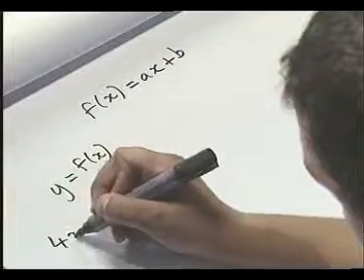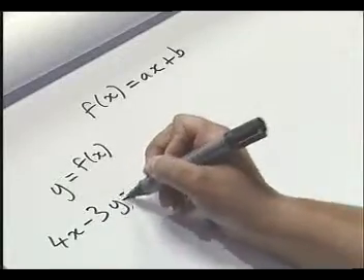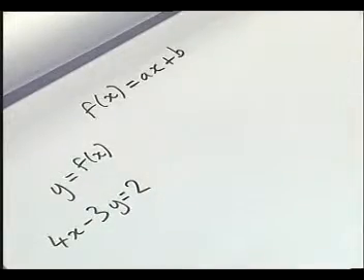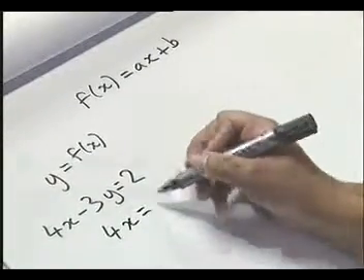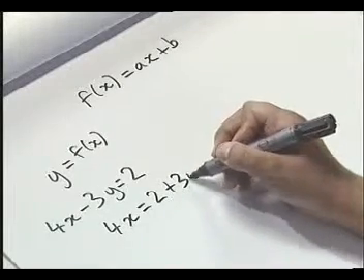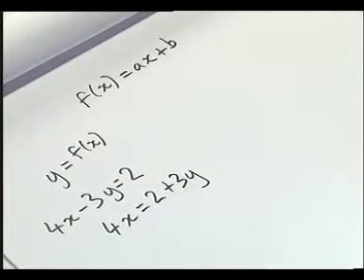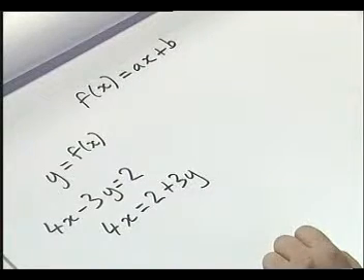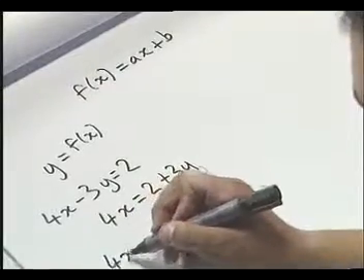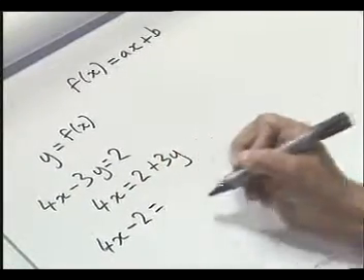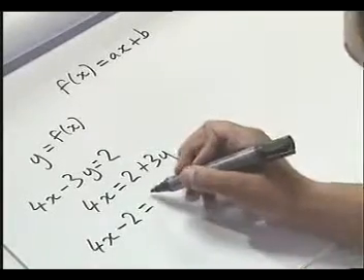So suppose I had 4x minus 3y equals 2. First thing we want to do is make y the subject of this equation. So if I add 3y onto both sides, 4x equals 2 plus 3y. Now I want to get 3y by itself, so I need to take away 2 from both sides. So over here I get 4x, take away 2. On this side, if I take away 2, we just get left with 3y.